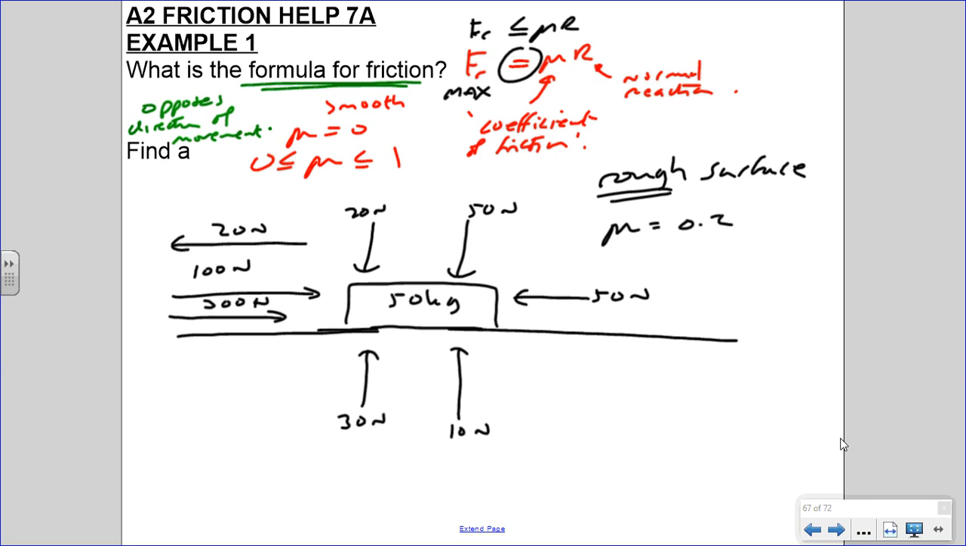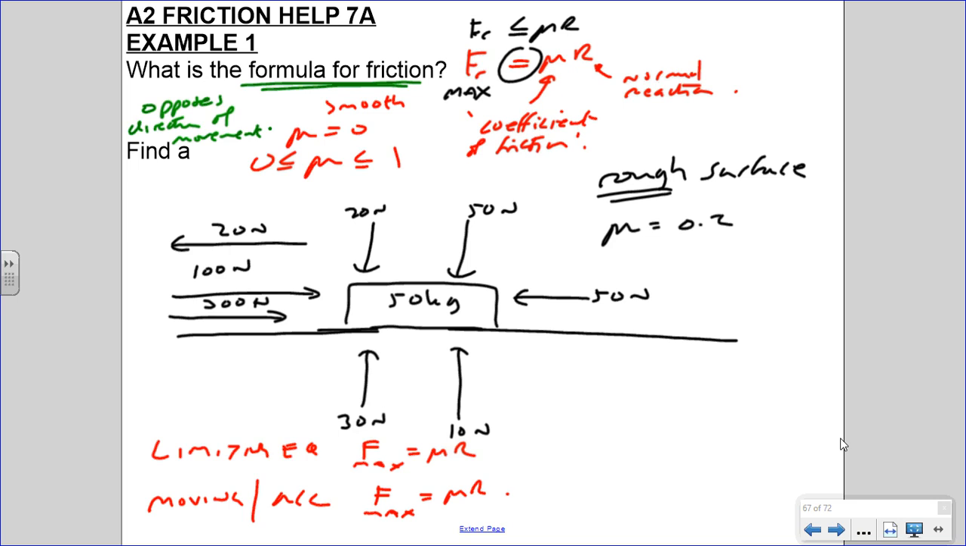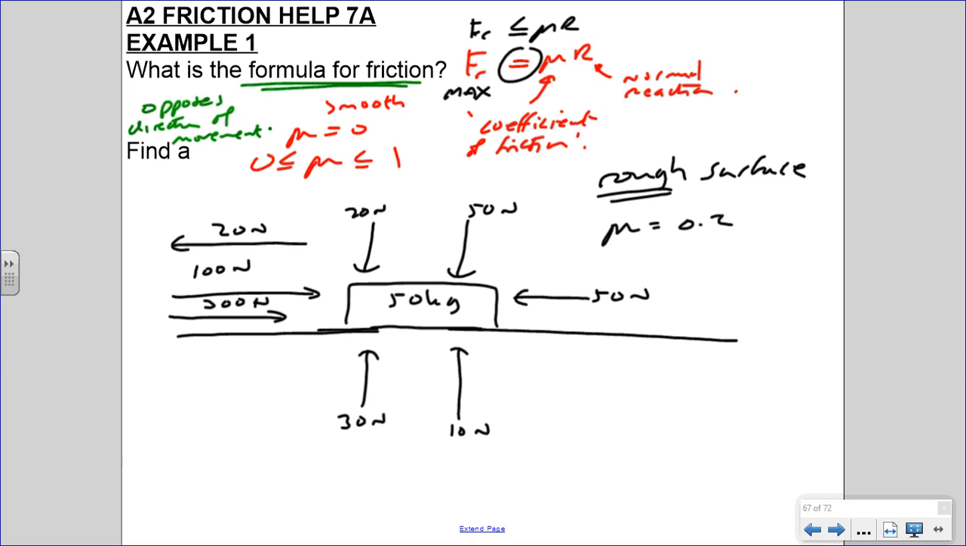Okay. So, just to sum up, if we hear limiting equilibrium, we're thinking F max, which is mu R. If we know something's moving or accelerating, then again, we're at F max. So pretty much we're always going to use mu R. It's just on those occasions when a question says something like, will this thing move? Or what is the friction required to stop this thing moving? That's why you have this inequality proviso up here.